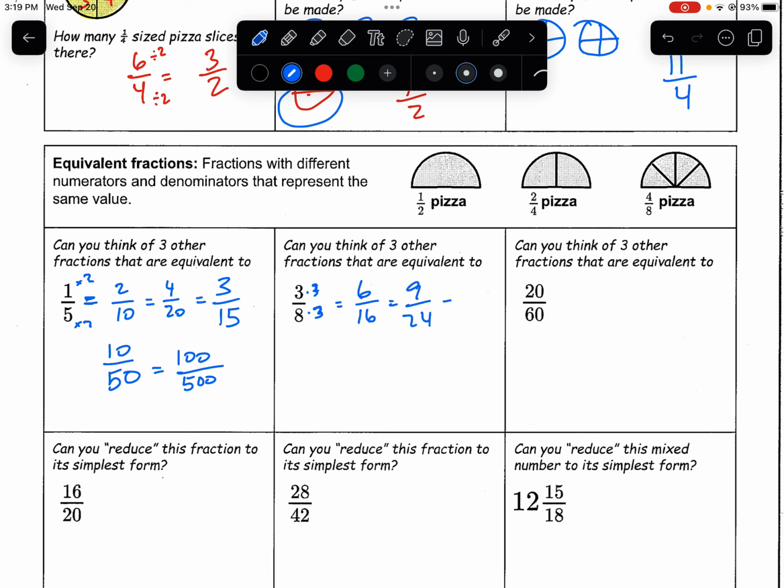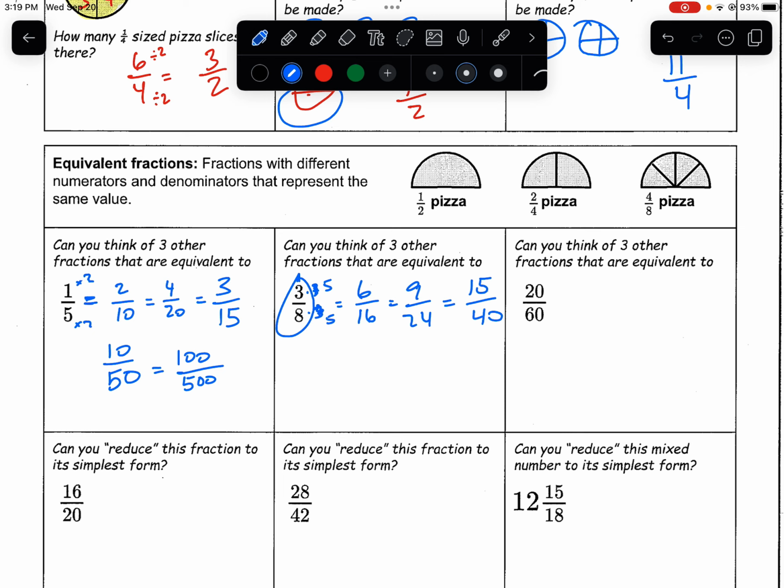9/24. I can also multiply the top and bottom by, let's do a different number. How about 5 instead of 4? That gets us 15/40. All of those are equivalent to 3/8. Let's think of 3 fractions that are equivalent to 20/60.